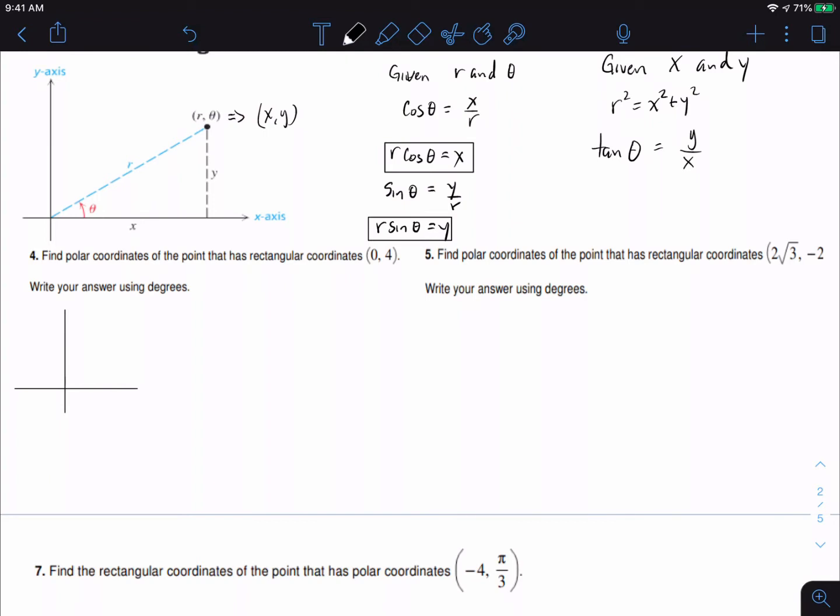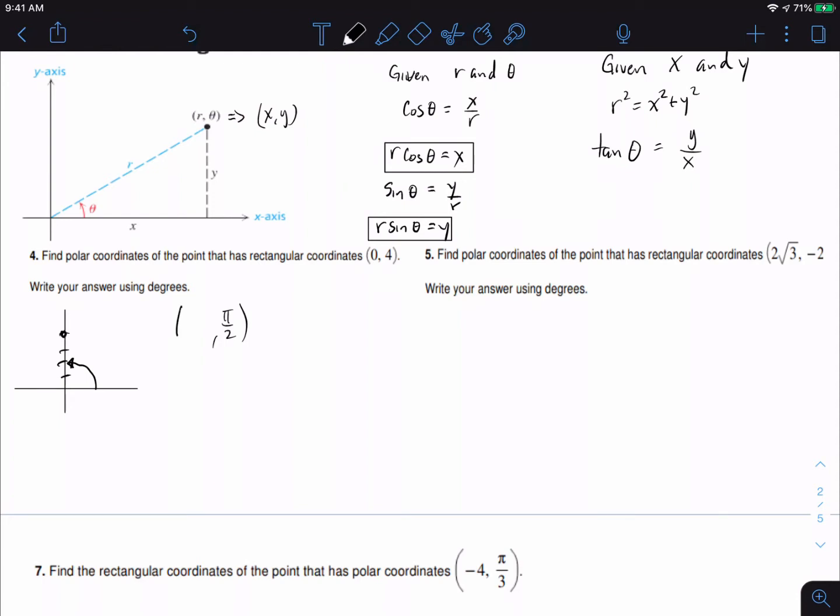The point 0, 4, isn't it right there? So if that's our point, do we know what the angle is that's going to get us there? What do you guys think that angle would be? And remember, it's coming from here to here for the angle. So yes, it'd be pi over 2. So in this example, my angle is pi over 2.